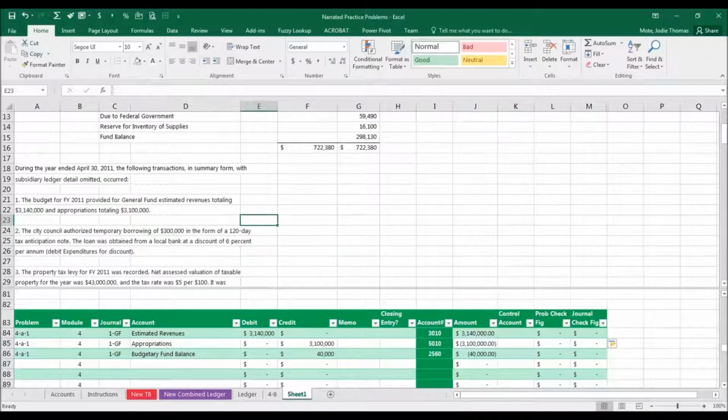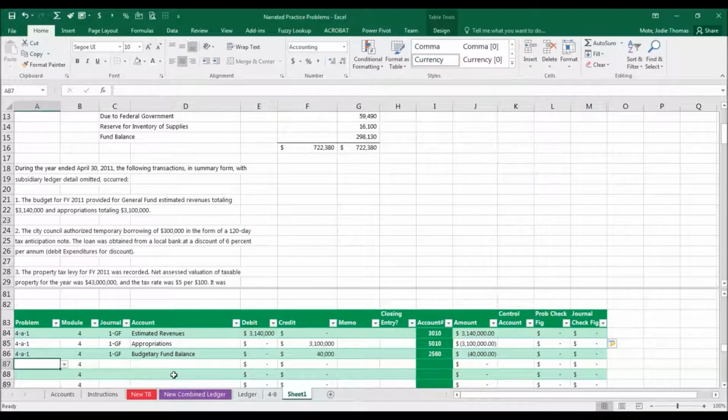So let's go to the second. The city council authorized temporary borrowing of $300,000 in the form of a 120-day tax anticipation note. The note was obtained from a local bank at a discount of 6% per annum, for 12 months. So on number 2, you have the city council authorize this borrowing. First of all, let's get this out of the way, 4A, so that our check figure will work.